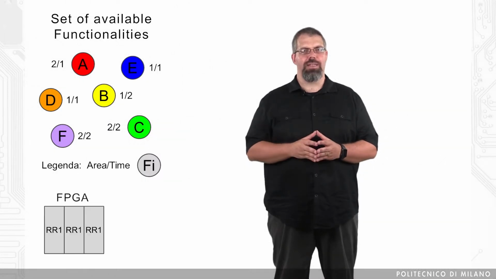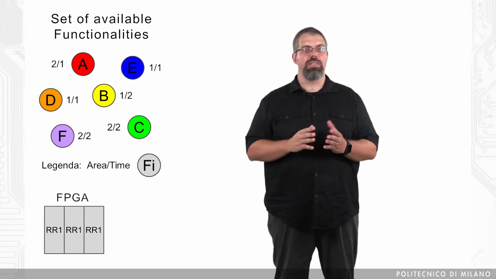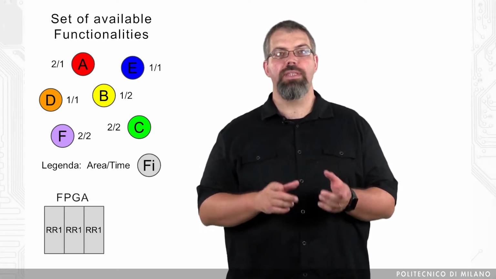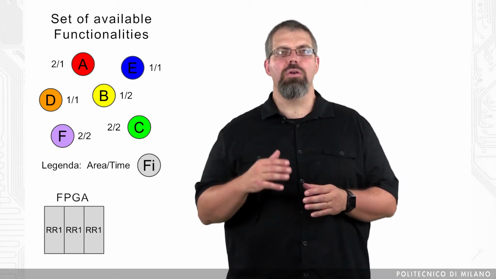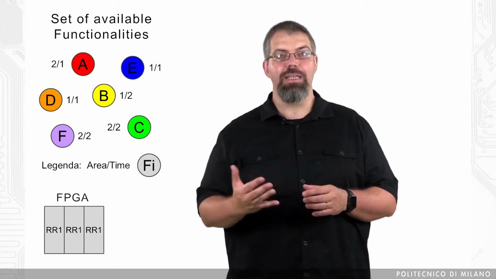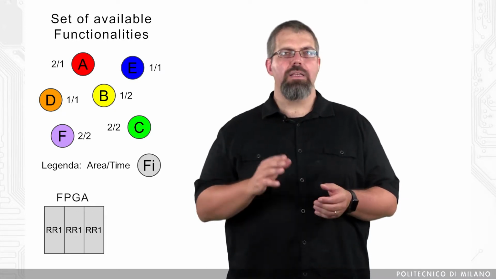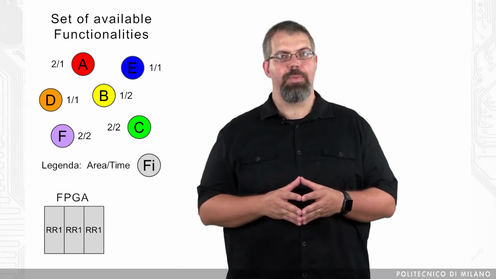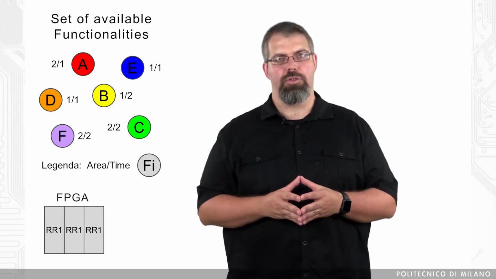We have 6 functionalities, A, B, C, D, E, and F, represented with a node, that have to be implemented on the FPGA. To properly characterize our functionalities, we need to assign to each of them an execution time. Just to give you an example, the functionality labeled as B is identified by 2 numbers, 1 and 2. 1 is referring to the number of reconfigurable regions needed to implement that functionality, while 2 is the quantity of time units needed to complete its execution.